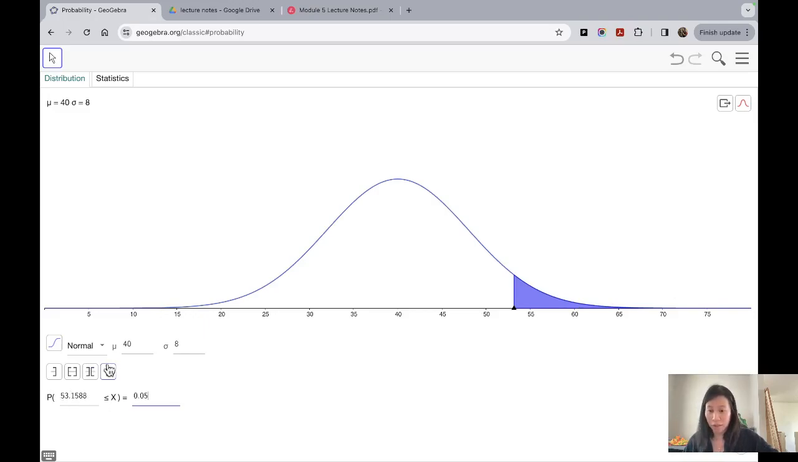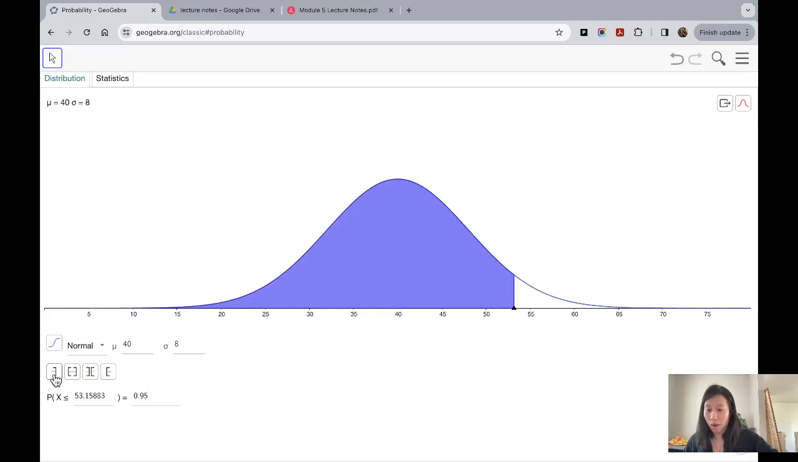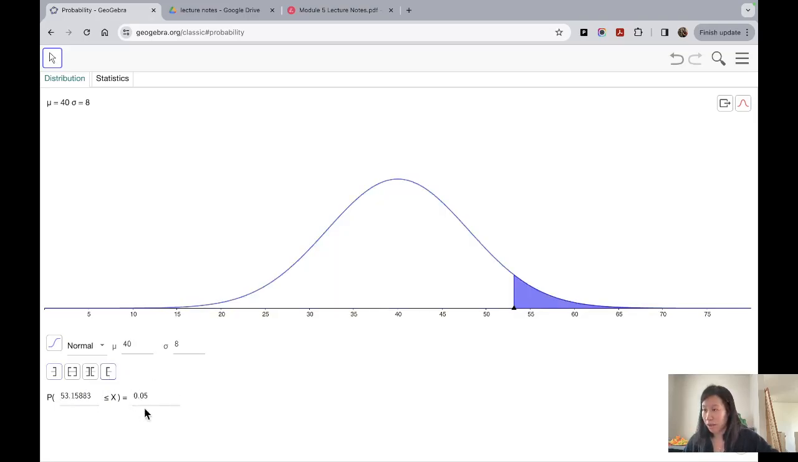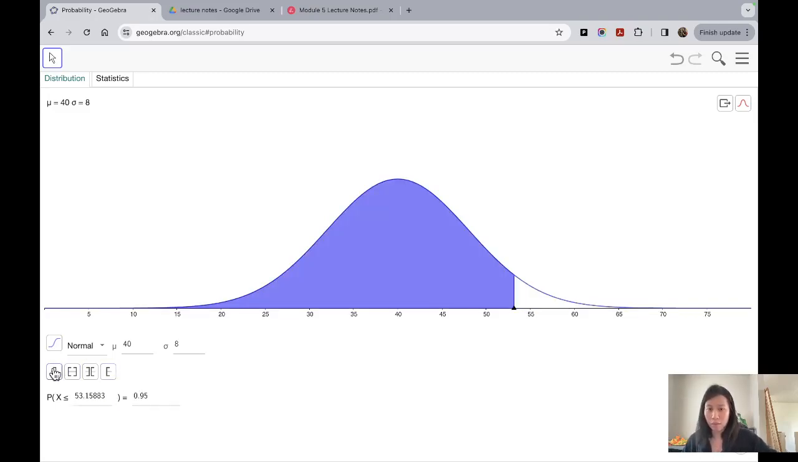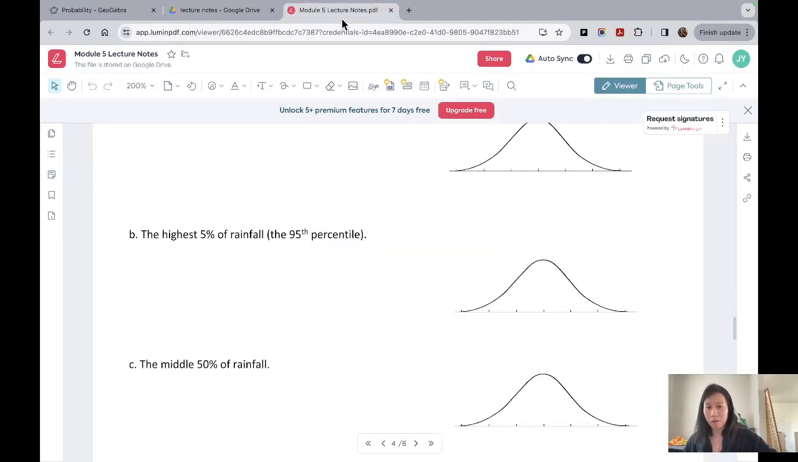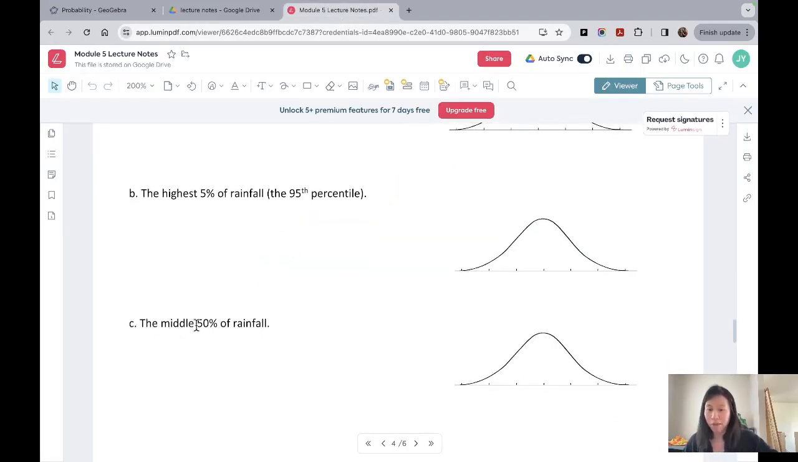So you might write it down yourself, or you can also use the 95th percentile, which is the shaded area, which is going to be the 95th percentile. You also get the same solution, which is 53.158. So either way works, it will automatically switch for you. It depends how you comprehend the problem. There are multiple solutions.